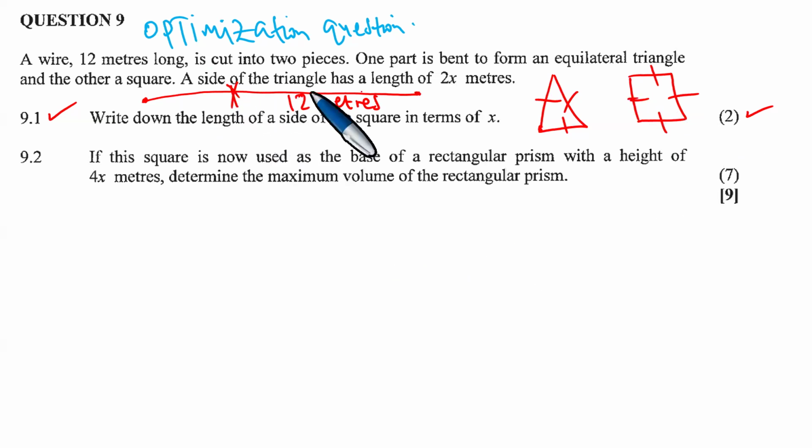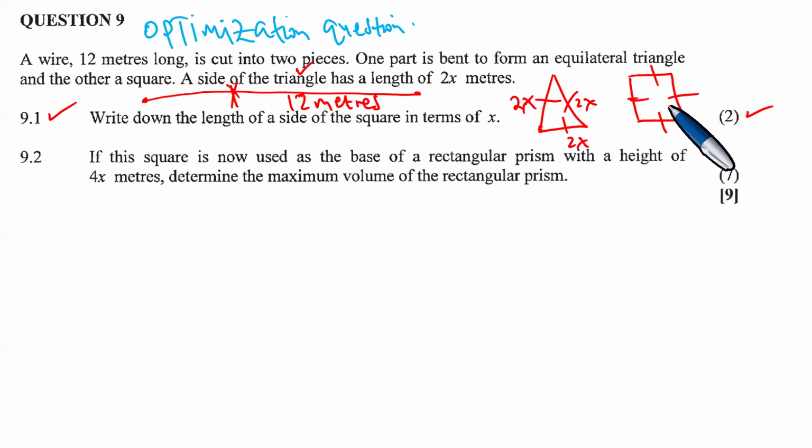Okay, a side of the triangle has a length of 2x meters. So this is 2x, 2x. Remember, the word equilateral triangle means all the sides are equal, and therefore a side of the triangle has a length 2x, so each length is going to be 2x. So we just put 2x everywhere for the triangle, but for the square, we don't know, and that's where the trick is, because they're saying now write down the length of a side of the square. If we know the side of the triangle, it's this, and then what about this side of the square?